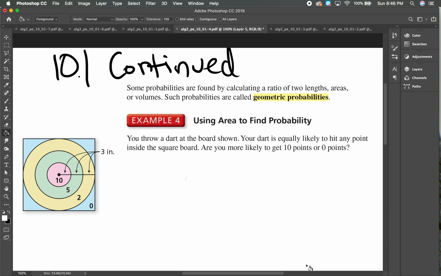We are going to be finishing up 10.1, which again was about sample spaces and just overall probabilities. So we've talked about theoretical probability, and we are also going to talk about geometric probability. Geometric probability is just where you take the ratio of a specific portion of something to the whole thing. So let's take a look at our first example.